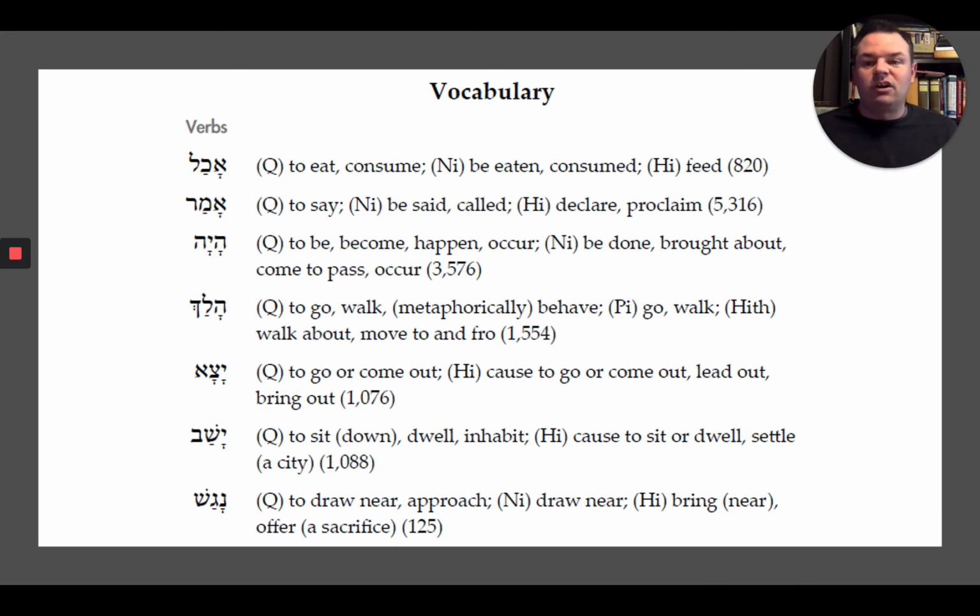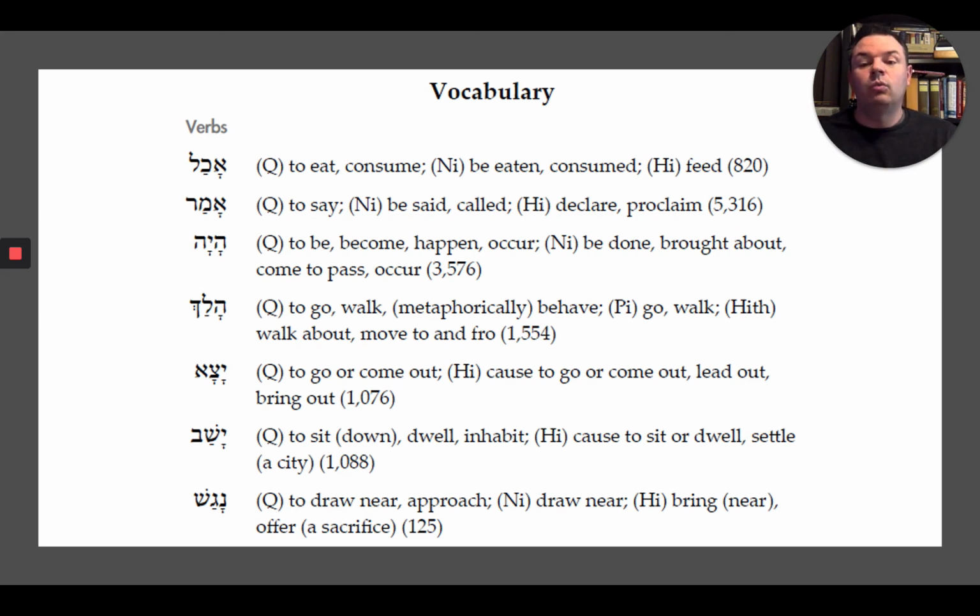So look at these words. It's giving you how they frequently occur. So akal, if it's in the qal stem, it's going to be to eat or to consume. In the nifal, it's going to be to be eaten or to be consumed. In the hiphil, it's going to be to feed. So amar, to say, to be said, to be called. Really just focus on the qal stem. So amar, to say. Haya, to be, to become, to occur.